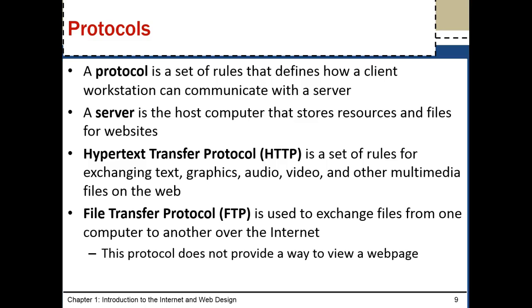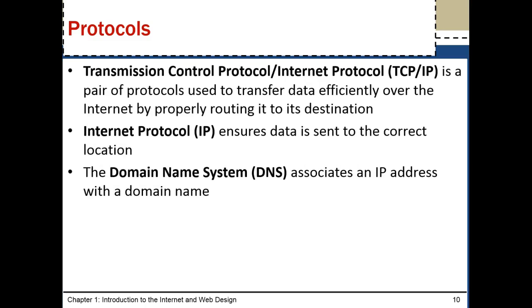And then if we need to transfer or exchange files, we need to have the FTP protocol established. This protocol doesn't provide a way to view a web page. It's just there for us to transfer files. So we have Transmission Control Protocol, or TCP/IP, or Internet Protocol. It's a pair of protocols used to transfer data efficiently over the Internet by properly routing it to its destination. And then we have the Internet Protocol, which makes sure that the data is sent to the correct location.